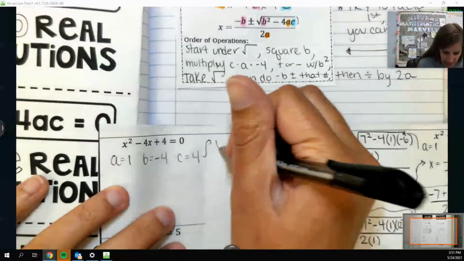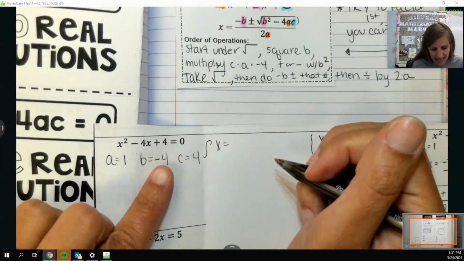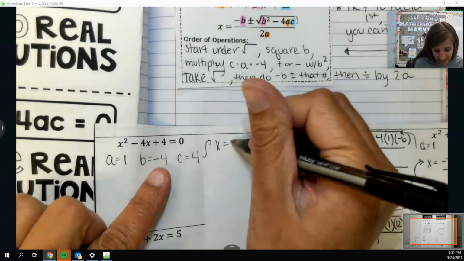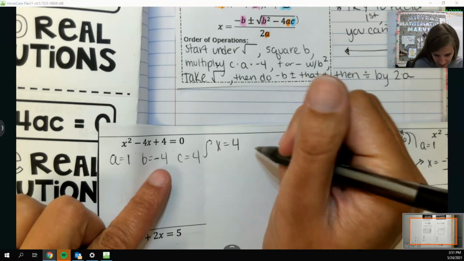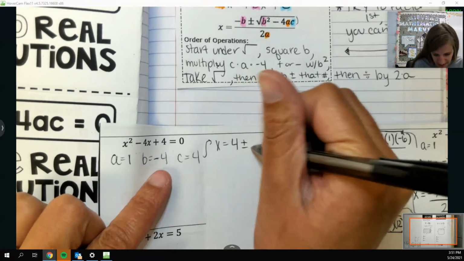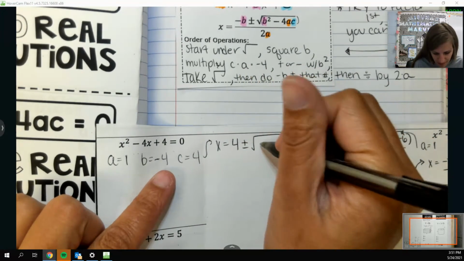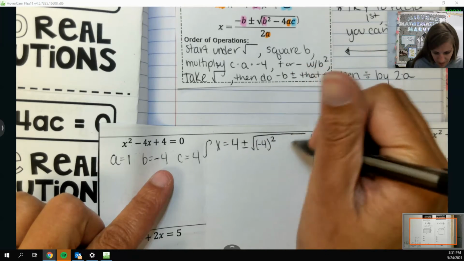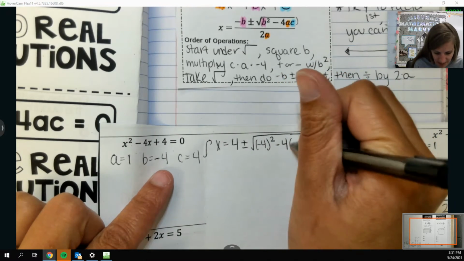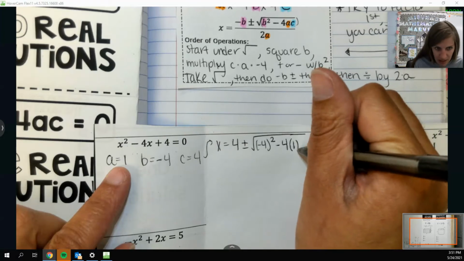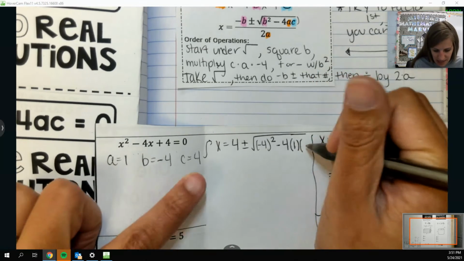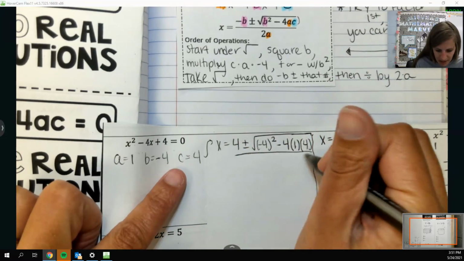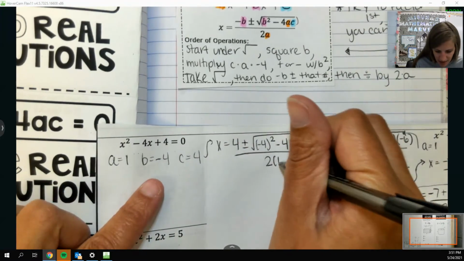So x equals negative b, which negative 4 is going to actually be a positive 4. Plus or minus the square root of b squared, so negative 4 squared, minus 4 times a, which is 1, times c, which is 4, all over 2 times a, which is 1.